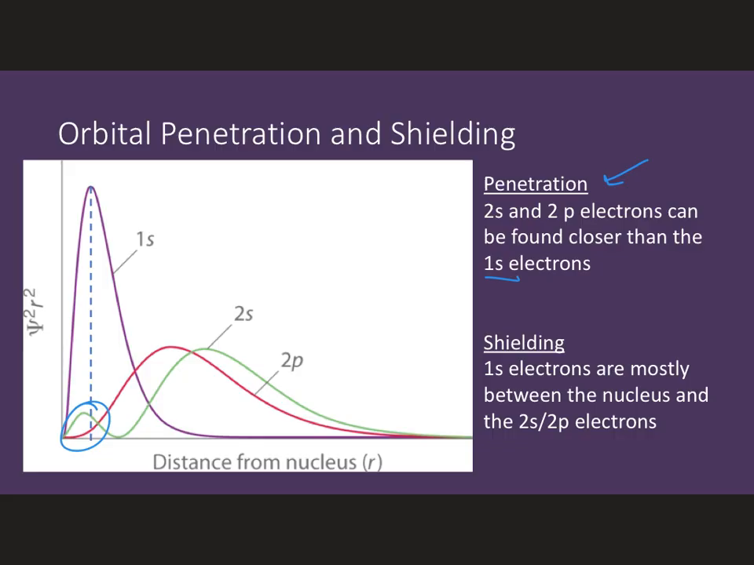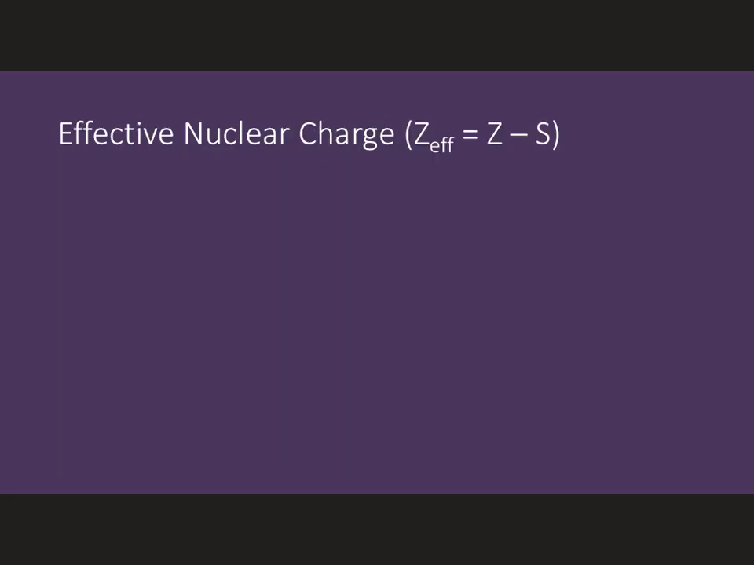That's penetration. The concept of shielding is what we were just talking about on the previous slides, where we said, hey, most of the time, though, we see that this 1s electron is found between the 2s and 2p and that nucleus. So in other words, this 2s and this 2p out here, since they're farther out, these 1s electrons will shield us from seeing the full nuclear charge. That is what shielding does. We have a barrier because of these 1s electrons; the 2s and the 2p just can't feel that full charge. If we want to get a little bit more quantitative, we can actually apply some numbers to this.